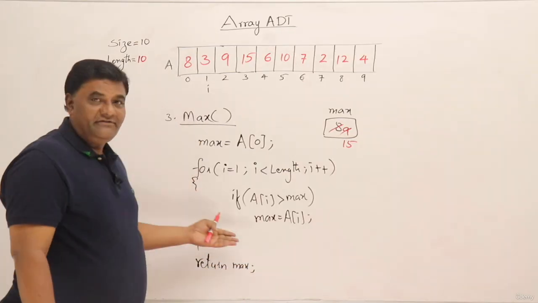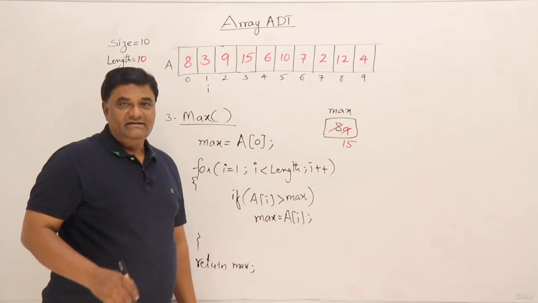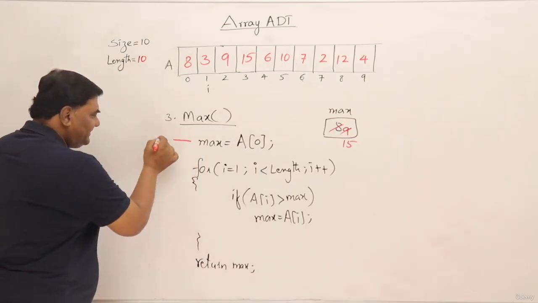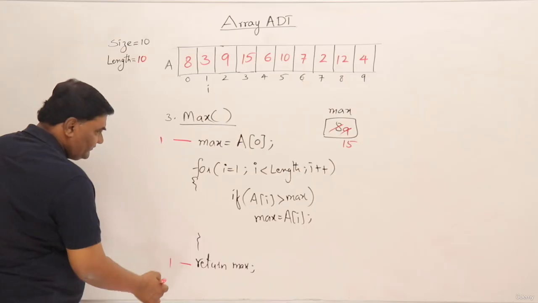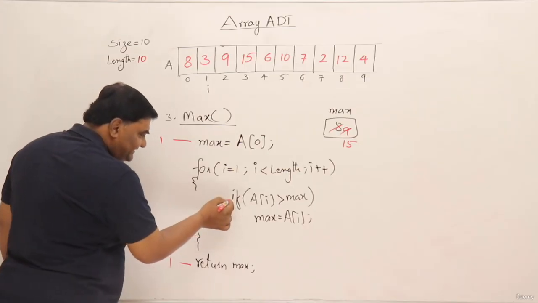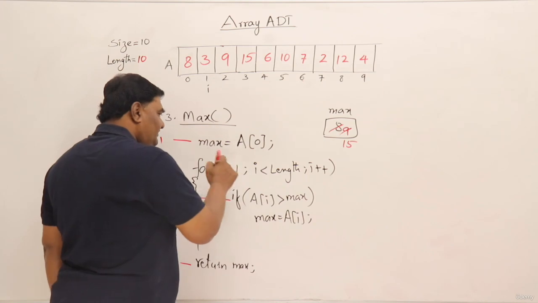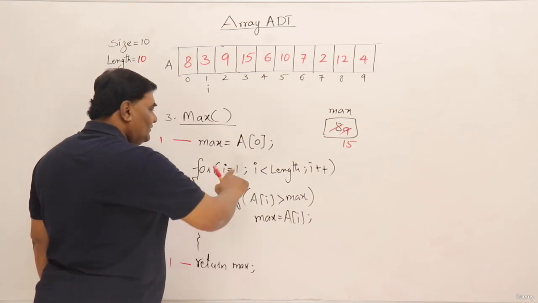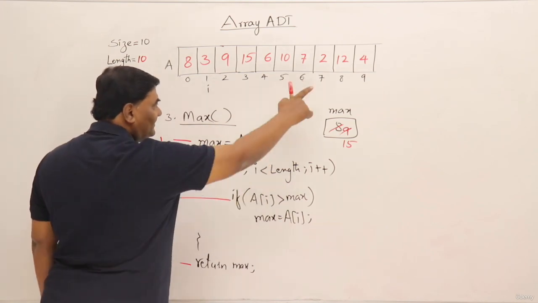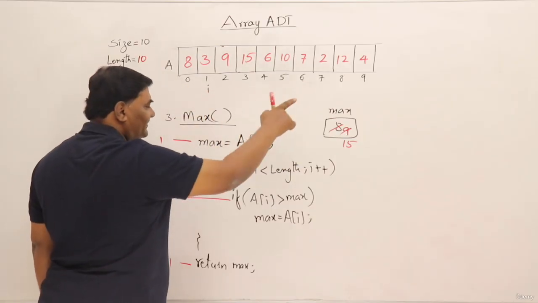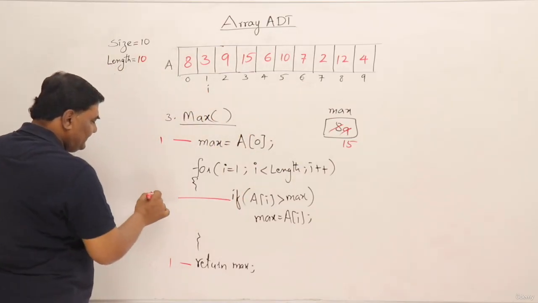So functions we will see afterwards. Now let us see the analysis. Inside the code also, I will write down here: this statement takes 1 unit of time, this statement takes 1 unit of time, and this conditional statement is inside the loop. So how many times will it execute? It depends on the number of times the loop will execute. The loop will execute from 1 to the last element, so just one element less. So almost n minus 1 elements. So this will be executed n minus 1 times.